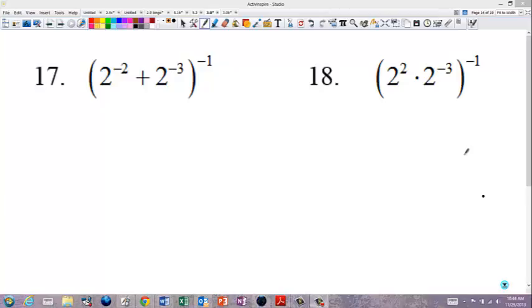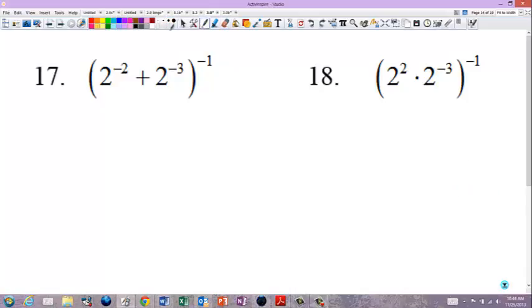Okay, since I'm not here, I'm going to work out strategically some of the problems from exponent number 1. The first one I'm going to work out is number 17. Now, I put 17 and 18 on the same page because they're very similar.